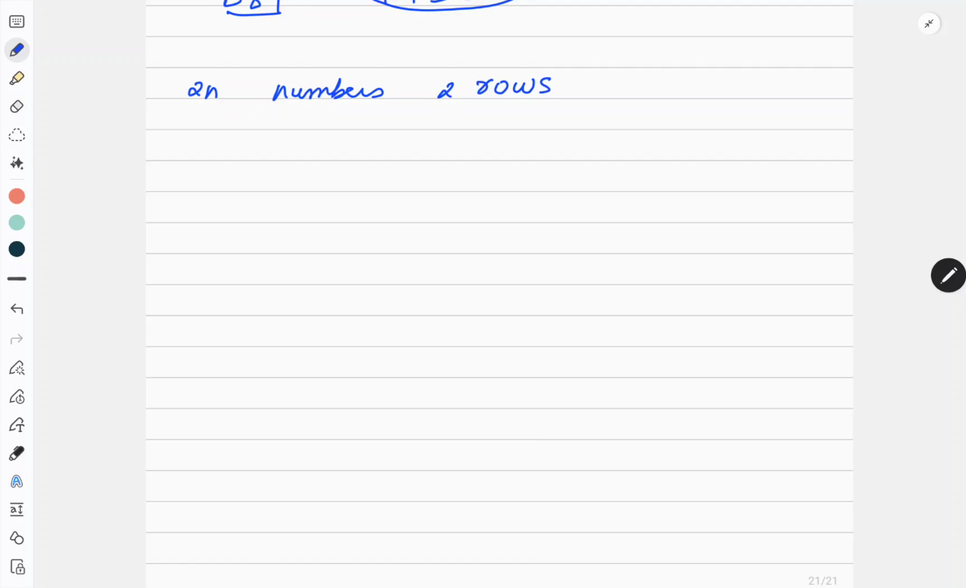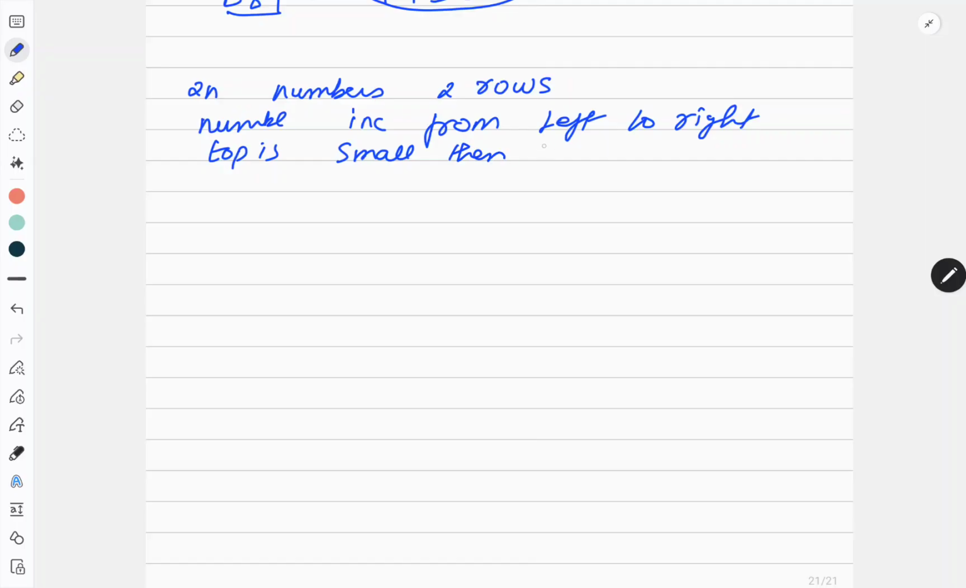Okay, and what is the restriction? First, the numbers increase from left to right. And second, the number at the top is smaller than the bottom number. Okay, so now case 1. If I take case 1, suppose you have two numbers. Again, as I said in the previous case, it will be counted as 1.